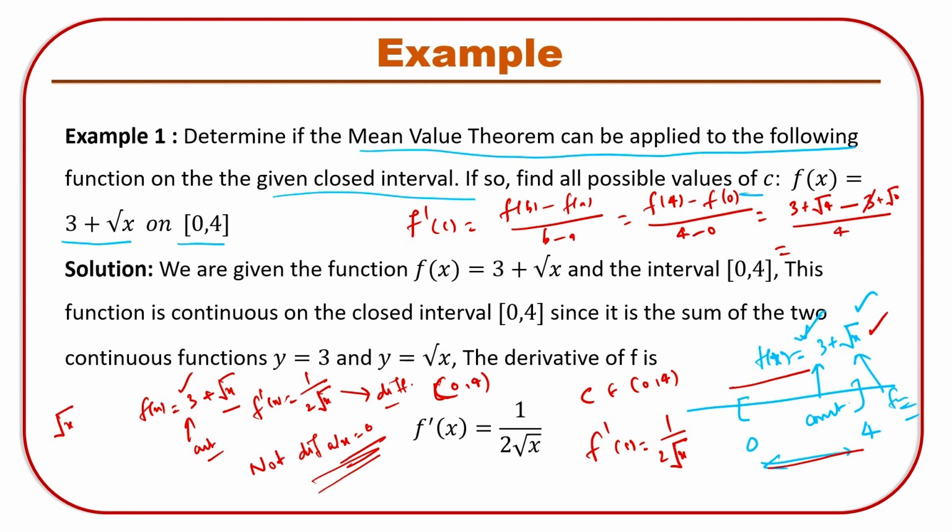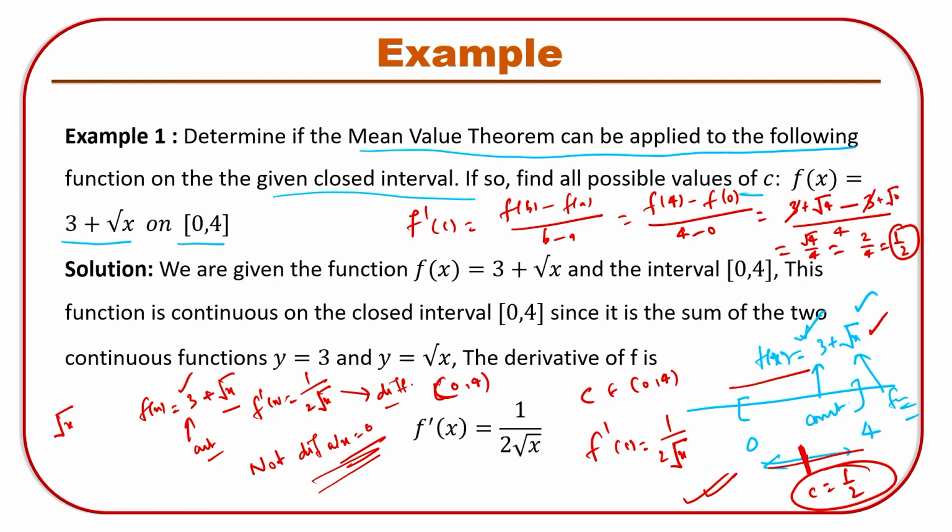So this will cancel out 3 to 3, root 4 by 4. So this is equal to 2 by 4, which is equal to 1 by 2. So between the points 0 to 4, there is at least one point C here, and C is equal to 1 by 2 such that f dash of C is going to be equal to the difference of the functional value divided by the argumental value. So that is the validity of the mean value theorem.